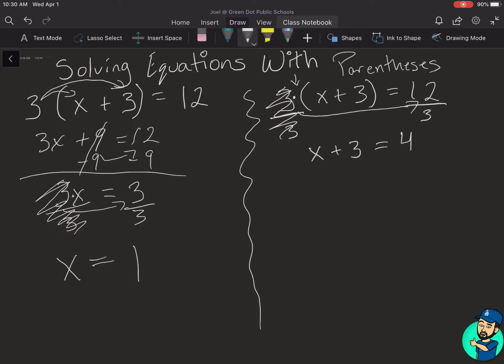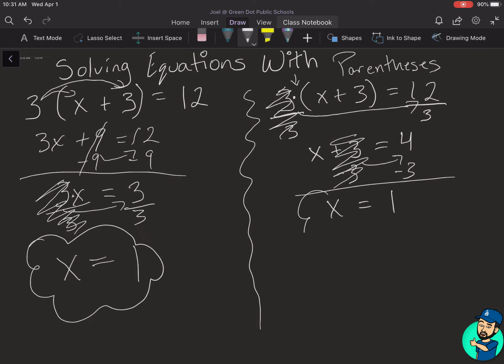Now this is a one-step equation. To leave x by itself, I got to move this 3, the positive 3, to the other side of the equal sign. You need to apply the inverse operation. What is the opposite of positive 3? Negative 3. Now this pretty much cancels out. X equals, what is 4 minus 3? Yes, of course, it's 1. Look at this here. X equals 1 and x equals 1.